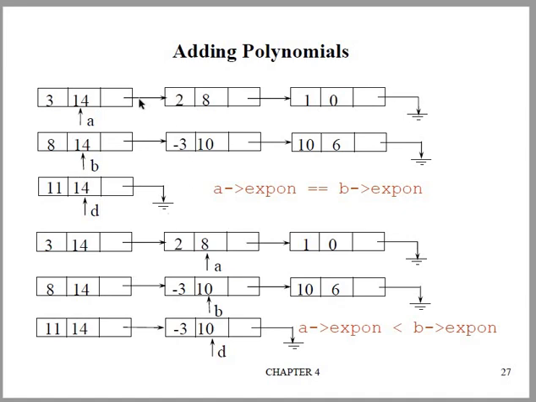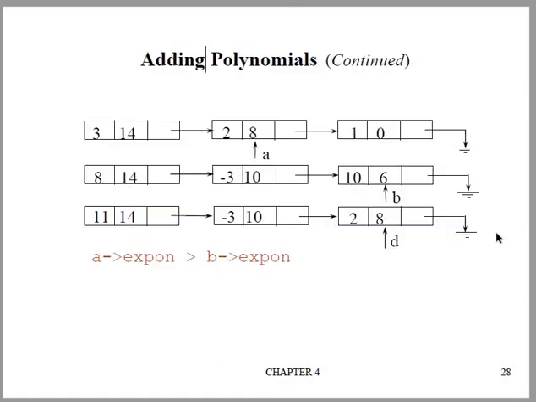Then after that we have to add the next term, 2x^8 and -3x^10. So -3x^10 will be added, then after that 2x^8 will be added here. Then after that 1x^0 and 10x^6 are there, so 10x^6 will be attached to the resultant polynomial. Then finally 1x^0. Okay, manually how we will solve, you should know that.